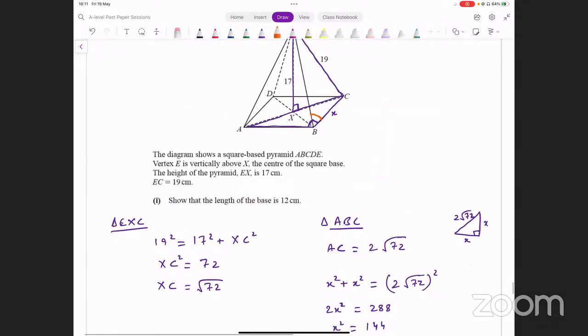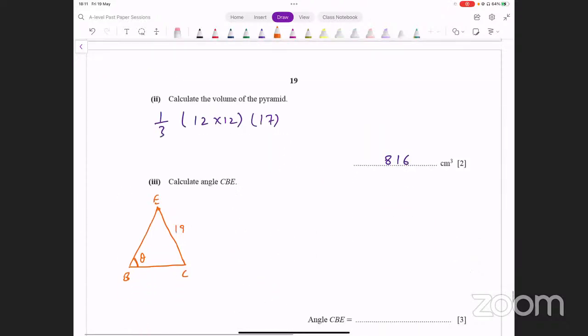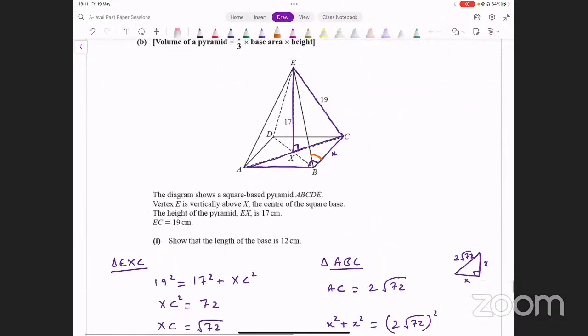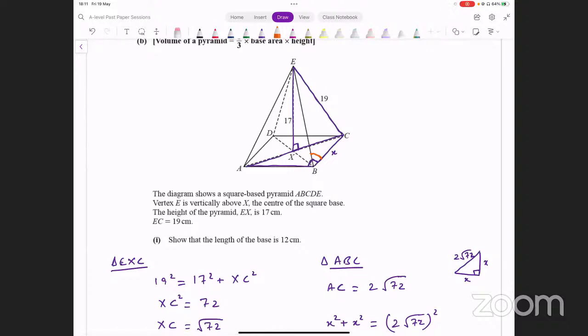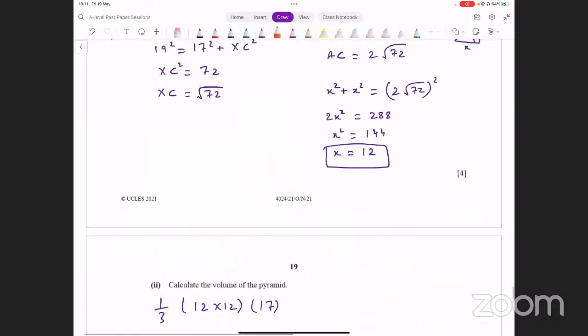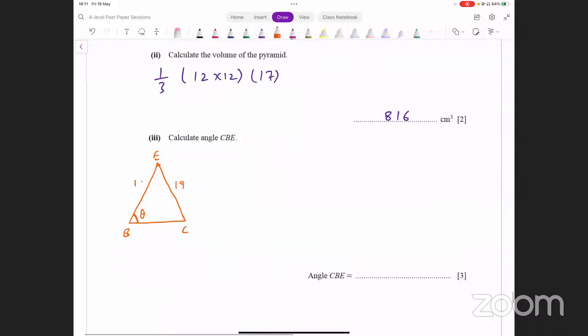EC length पता है, that's 19. Now think about it. If EC is 19, the other length EB is also 19, right? Because दोनों slant height है और ये स्क्वायर बेस है, तो बिल्कुल सेंटर से आपका वो ऊपर लेंथ जा रही है, तो it's a symmetrical figure in a sense. तो EC की लेंथ है वही EB की लेंथ है। तो ये जो ट्रायंगल बनती है, it's an isosceles triangle, right? It's an isosceles triangle like this.